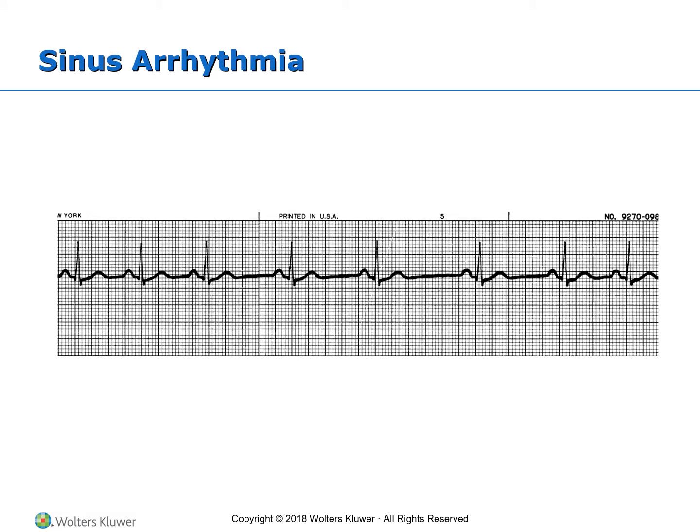Sinus arrhythmias occur when the sinus node creates an impulse at an irregular rhythm. The rate will increase with inspiration, and then it will decrease with expiration. So if you're looking at this patient, it looks like they're breathing in here, then they're exhaling because you have the slower rate. And then here it looks like they're breathing in again because the rate picks up. Generally, don't treat this.